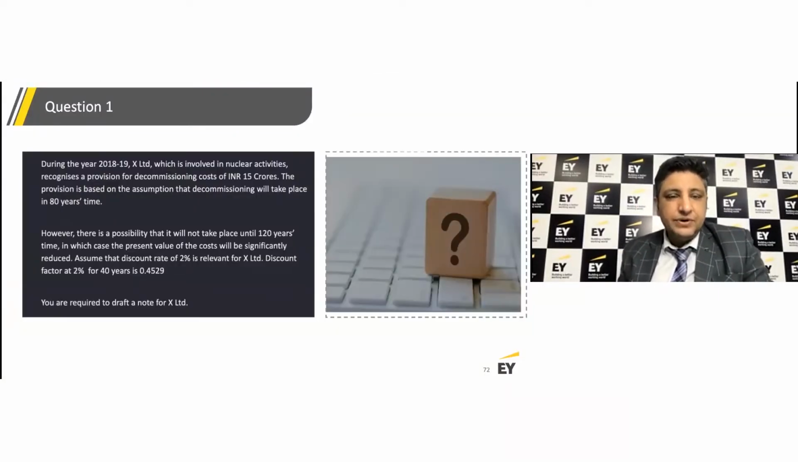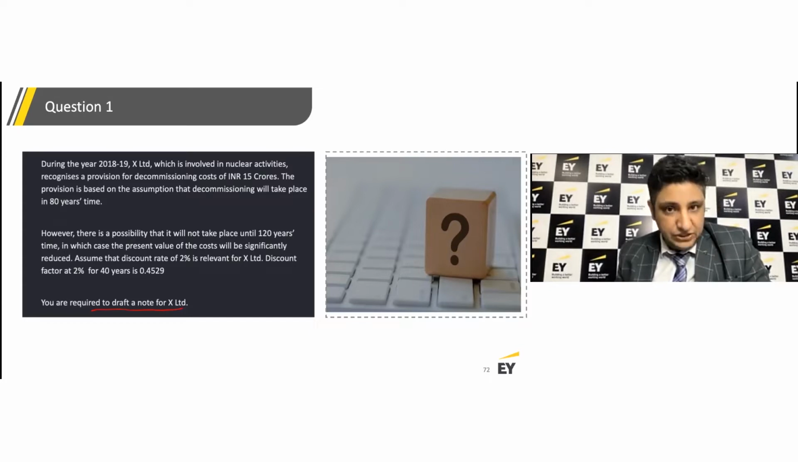It says that during the year 2018-19, X Limited, which is involved in nuclear activities, recognizes a provision for decommissioning costs of 15 crore rupees. The provision is based on an assumption that decommissioning will take place in 80 years' time. However, there's a possibility that it will not take place until 120 years' time, in which case the present value of the cost will be significantly reduced. Assume that the discount rate of 2% is relevant for X Limited. Discount factor at 2% for 40 years is 0.4529. The question requires you to draft a note for X Limited.